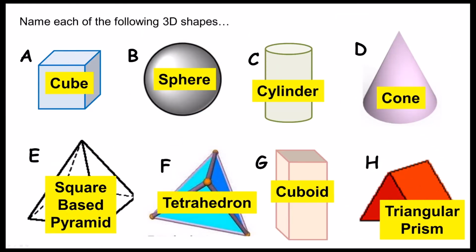Here are your answers. A was a cube, B was a sphere, C was a cylinder, D was a cone, E is a square-based pyramid, F is a tetrahedron, also known as a triangular base pyramid, G is a cuboid, and H is a triangular prism.